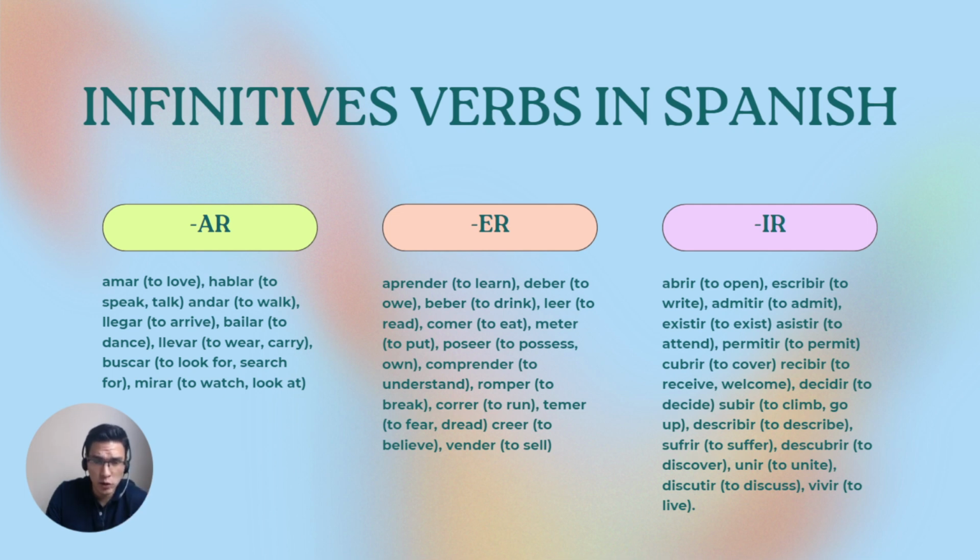So here we have some examples. AR ending verbs, for example, amar, hablar, andar, llegar, bailar, etc. ER group: aprender, deber, beber, leer, comer, etc. IR group: abrir, escribir, admitir, existir, asistir, permitir, etc.